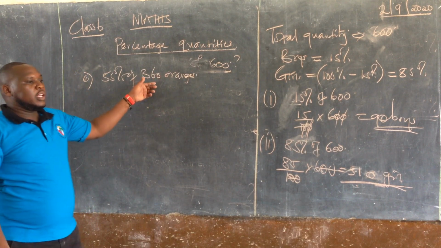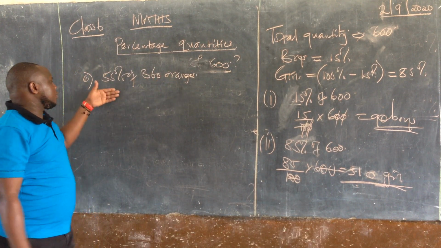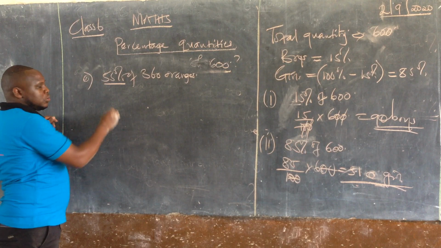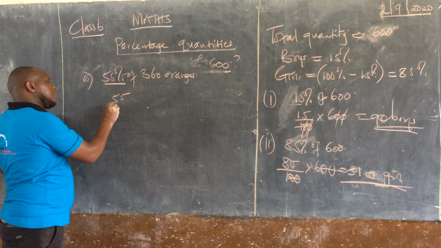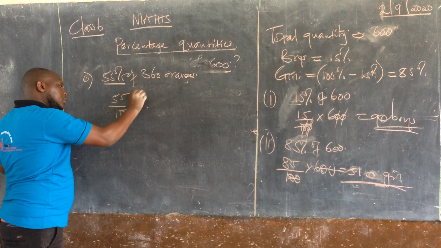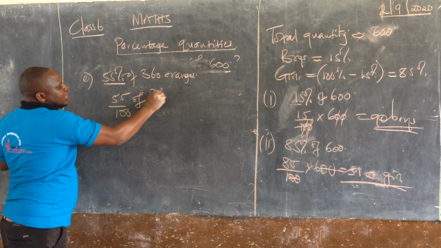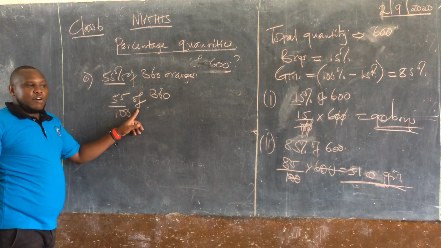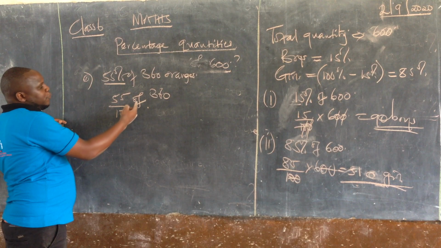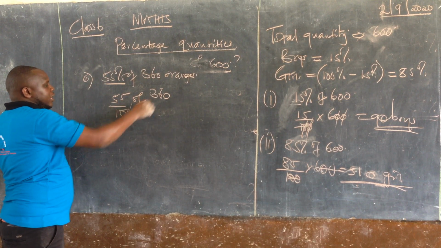We have the quantity, which is 360. So what is 55%? You write it as a fraction. 55% means 55 out of 100 of 360. I told you simply "of" means multiplication. So instead of putting multiplication, I can also put "of".